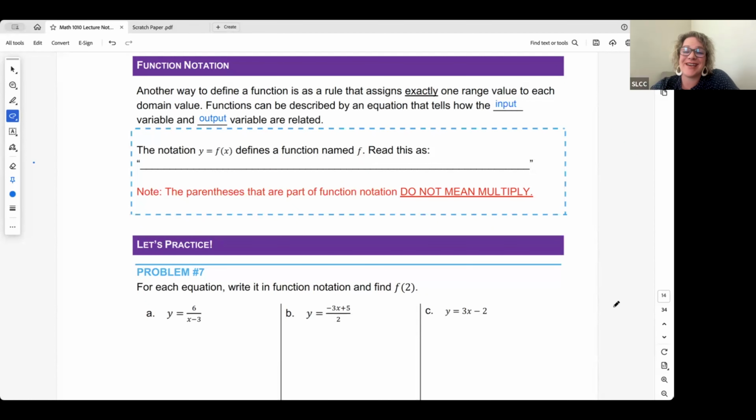Hello. Today we're going to cover section 1.2, functions. Let's talk about function notation and do problem number 7 and problem number 8.